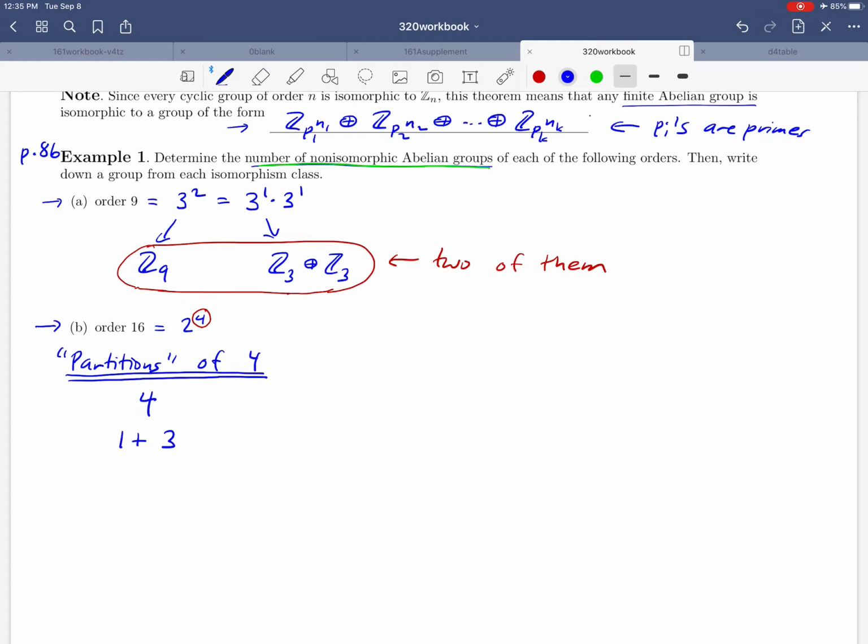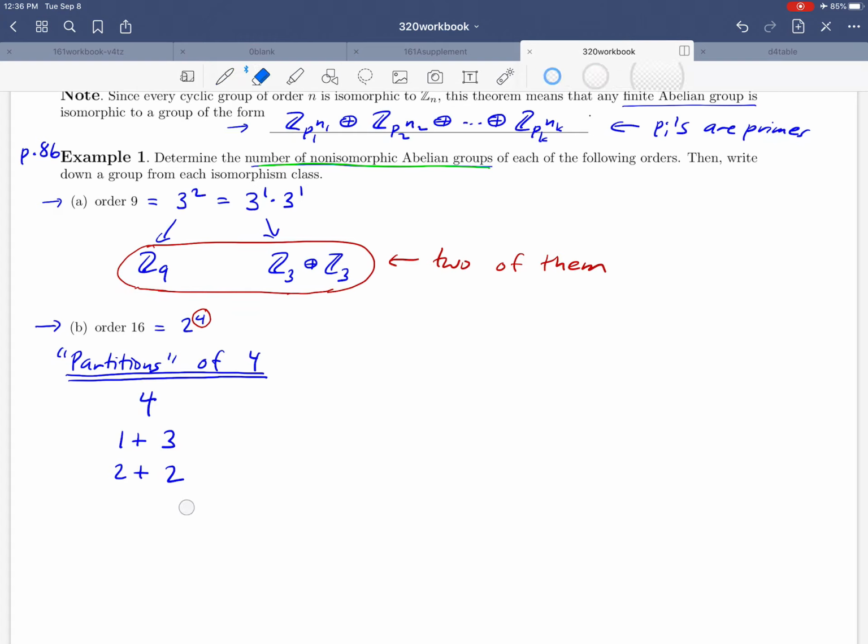One thing I might add here is that 1 plus 3 and 3 plus 1, we're going to consider those to be the same. We don't care about the order, just the number of pieces and the number of elements in each piece. So how else could we break down the number 4? Well, we could break it into 2 plus 2, or we could even take those 2's and break them down smaller. If you take the first 2 and break it into 2 parts, you would get a partition that looks like 1 plus 1 plus 2.